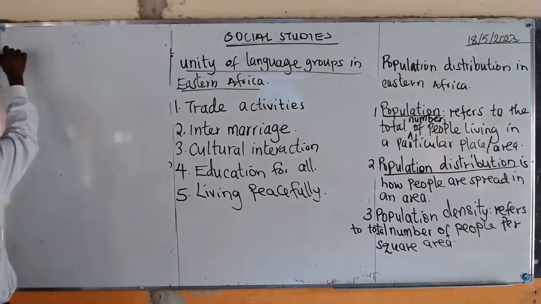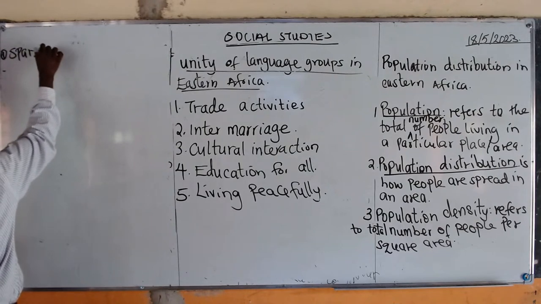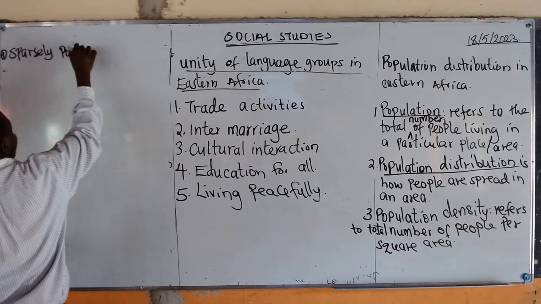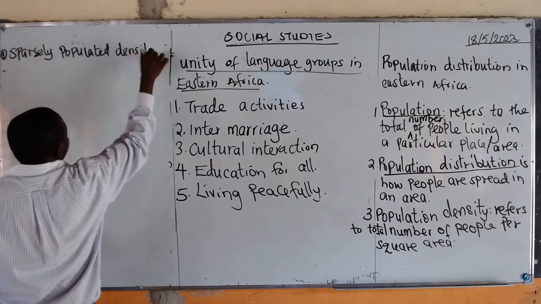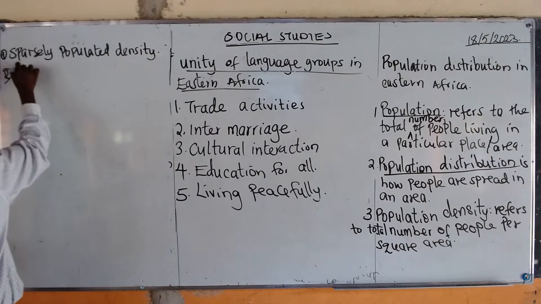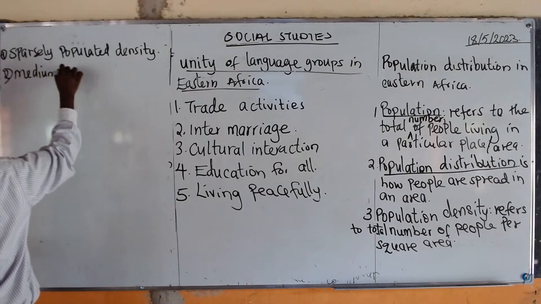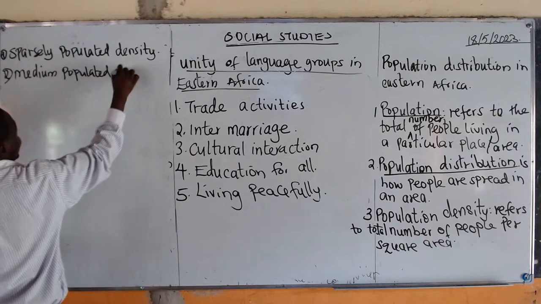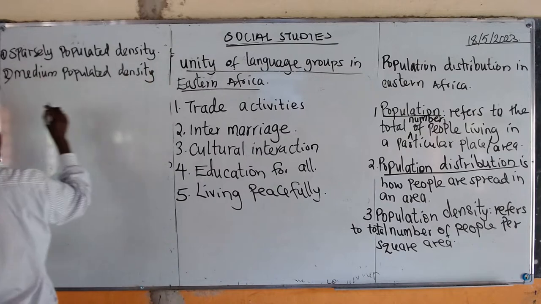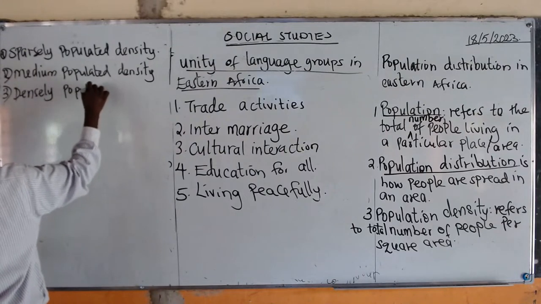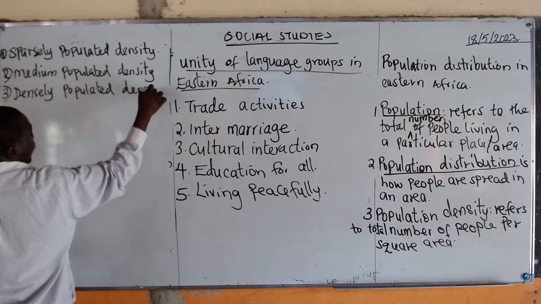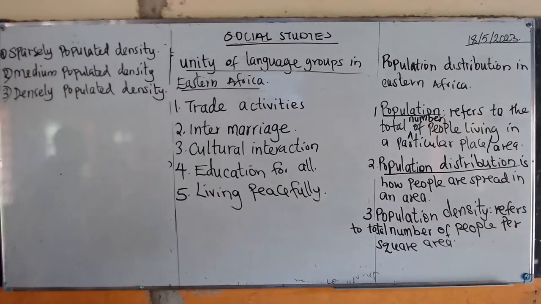One, we have sparsely populated density. Two, we have medium populated density. And then number three, we have densely populated density. Those are the three densities we have.